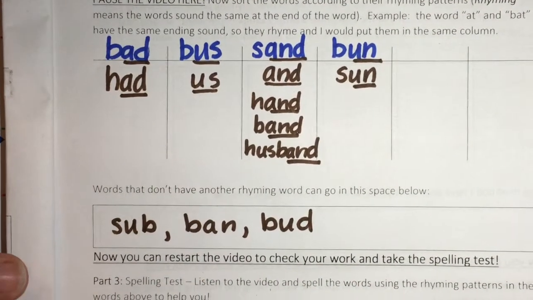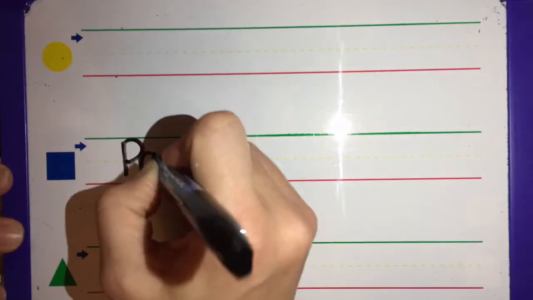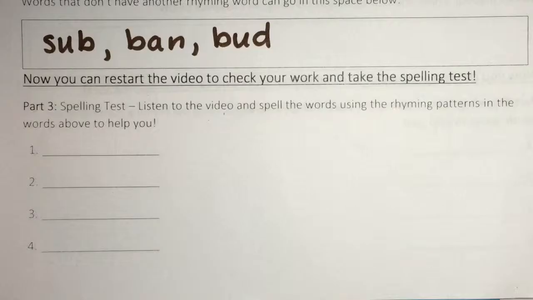Okay? Now we're moving on to part 3 of the spelling test. Part 3 is the spelling test. Here's your chance to practice all that work we just did in lesson 5. So listen to the words that I give you. Spell the words using those rhyming patterns in the words above to help you. Also, I should hear you segmenting each sound. That will help you spell each word correctly.